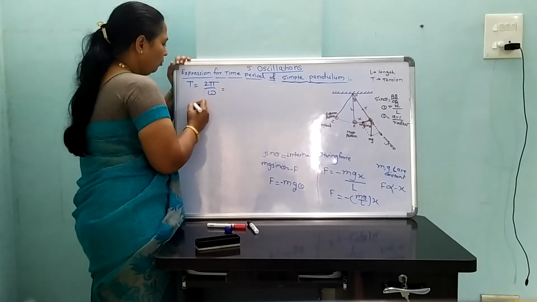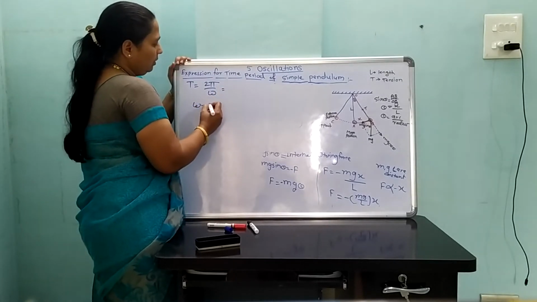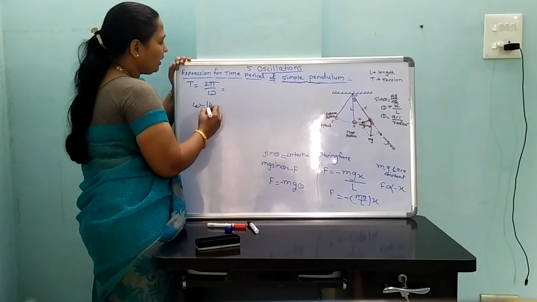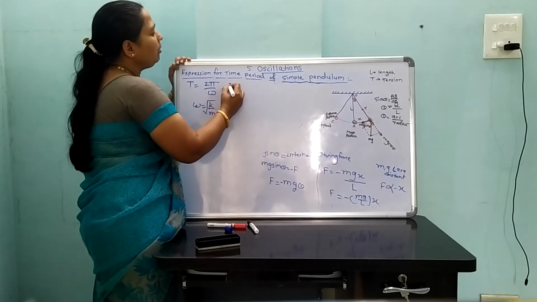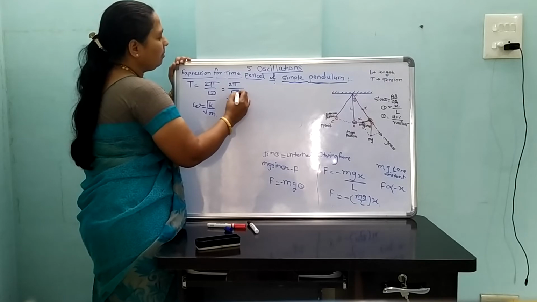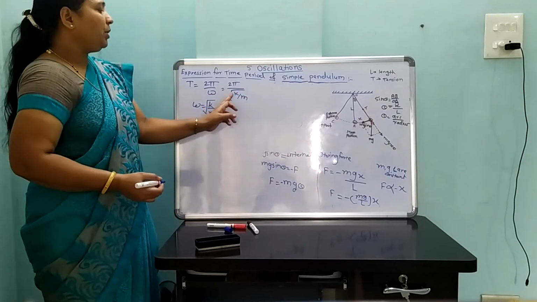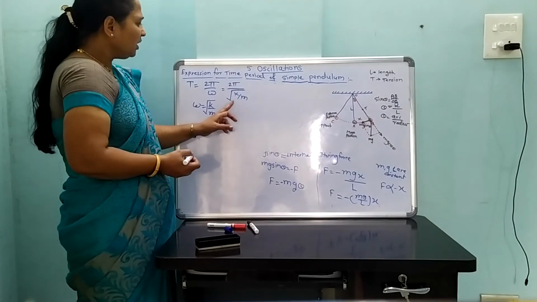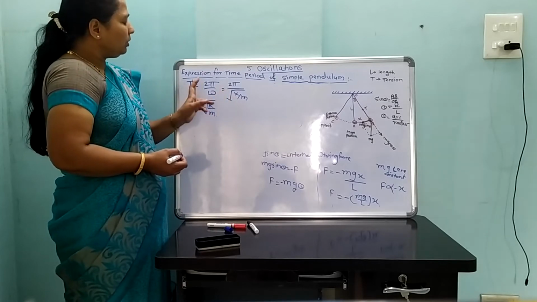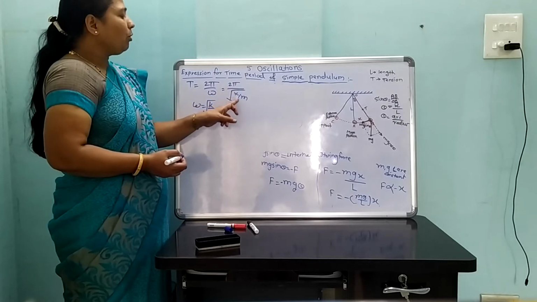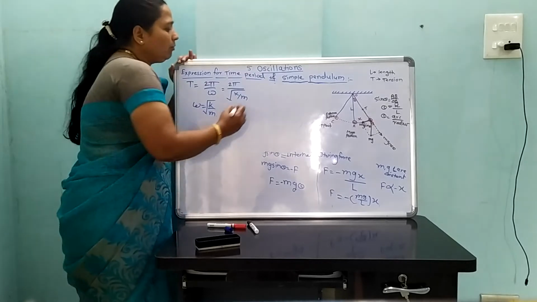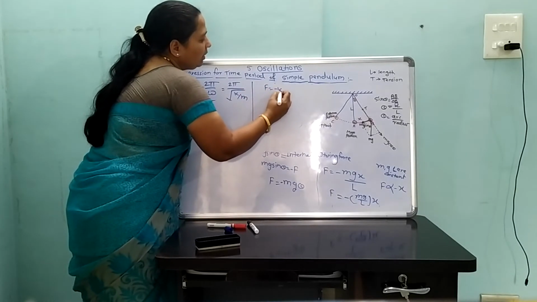But omega square is equal to K upon M. Therefore, omega is equal to square root of K upon M. Substituting that value, T is equal to 2 pi upon square root of K upon M, where K is a force constant and M is the mass. We can calculate this from the formula F is equal to minus Kx.